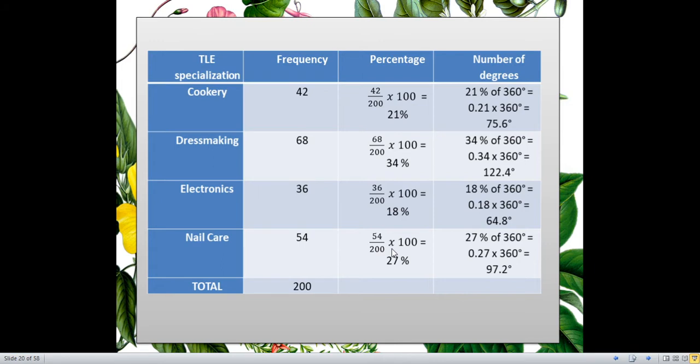How about if I'm going to compute for the number of degrees? Since you already have the percentage, for the cookery we have 21%, and we all know that a circle has a total of 360 degrees. So 21% of 360 degrees, or convert the 21% into a decimal, so you will have 0.21 times the 360 degrees. So your degrees will be 75.6 degrees. Just follow it also to get the number of degrees for the dressmaking, electronics, and nail care.